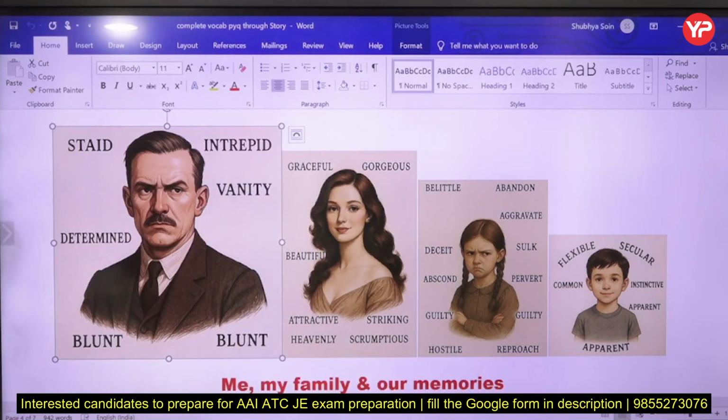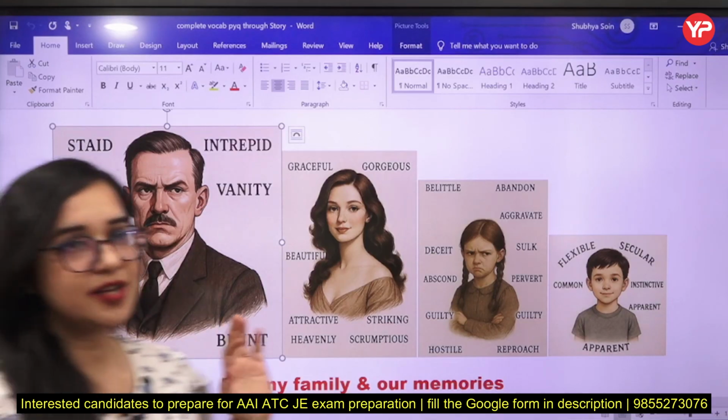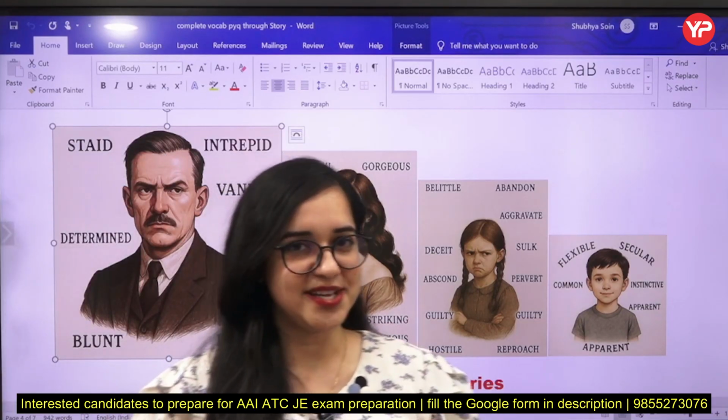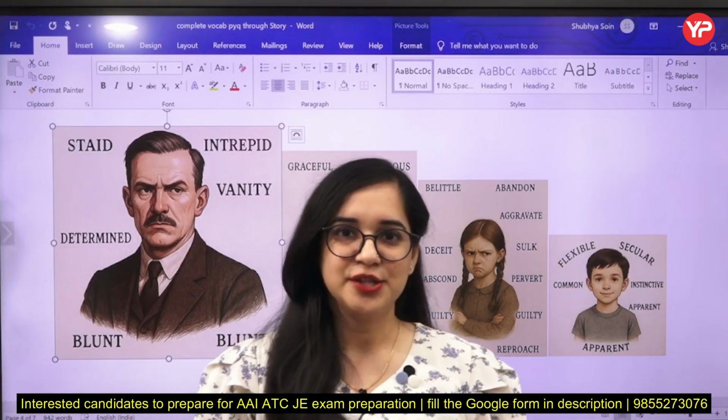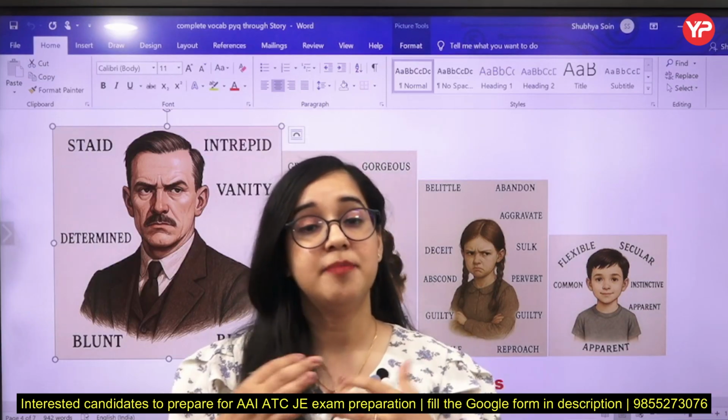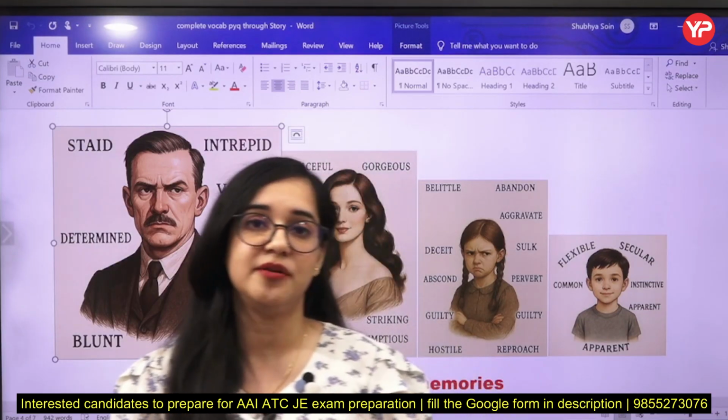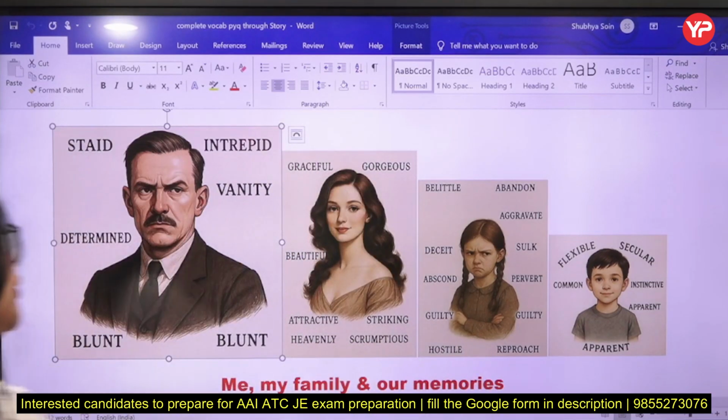Vanity. Vanity is extreme pride in himself, that whatever I have done, he's always in self-love, self-admiration. Oh, I'm doing so many things for my family. Not every father, but yes, this is a way for you to remember it. So yes, vanity is when you are admiring yourself, when you love yourself. So that is self-admiration.